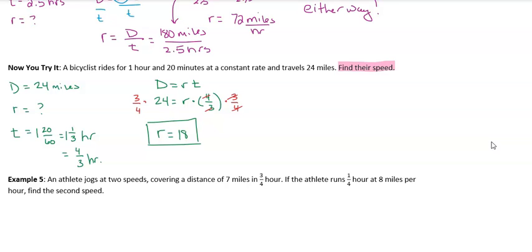So D is 24 miles, and T is 1 20/60 of an hour. You could put that in your calculator and get 0.33333, but you won't get an exact answer unless you use lots of digits. So a better way to do it is just to leave it as a fraction. So that's 1 1/3 or 4/3 hour. You can just put 4/3 in right here. Or you can use a calculator and keep all of the digits when you divide 20 divided by 60. And you should get 18.